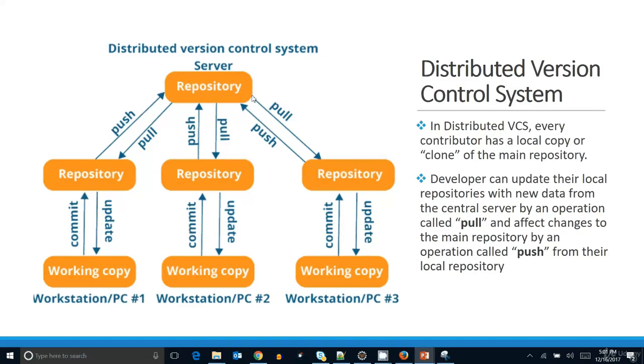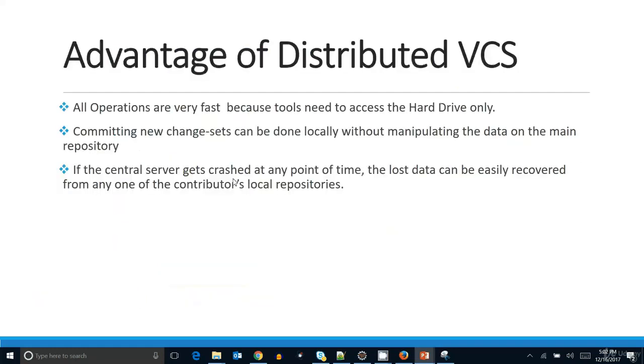In any case, if this particular server crashes, don't worry, that's fine. I have the replica of that particular repository in every user's computer. Each user of this repository contains the replica of it, so they can push their changes and make a new centralized server. Right? Advantage of the distributed VCS.